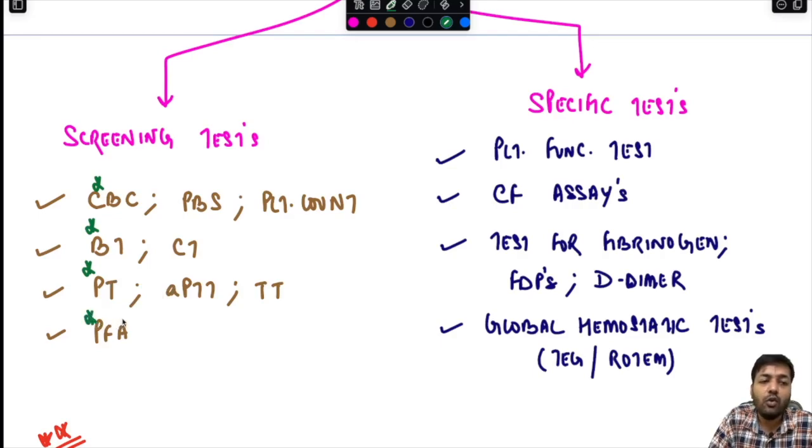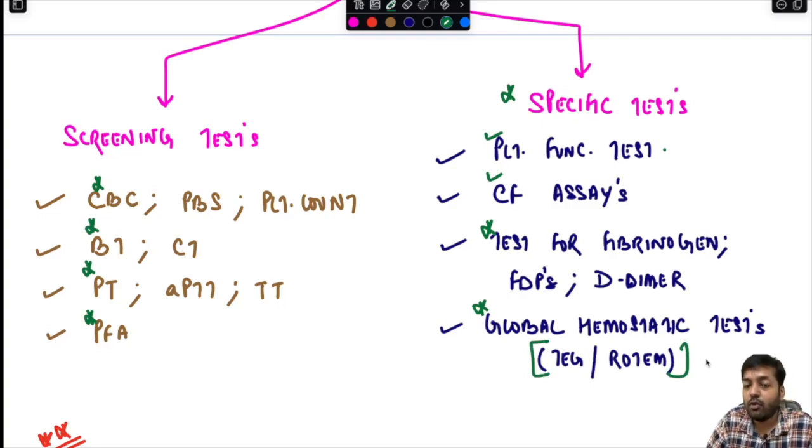And very commonly you go for the platelet function analyzer test, PFA 100, 200. Okay, or you have certain specific tests like the platelet function test. Okay, then you have clotting factor assays. Okay, tests for fibrinogen, FDPs, D-dimers are there. And lastly, we have global hemostatic tests, that is thromboelastography or rotational thromboelastometry.